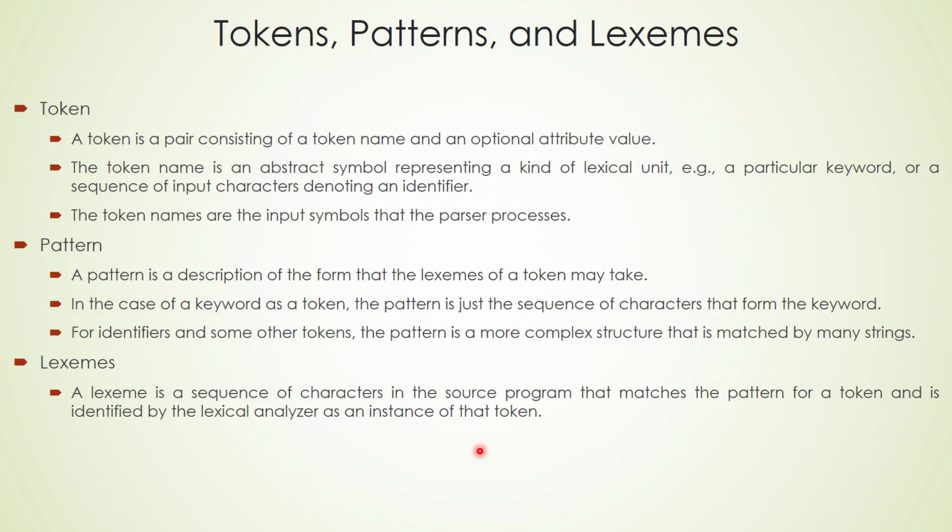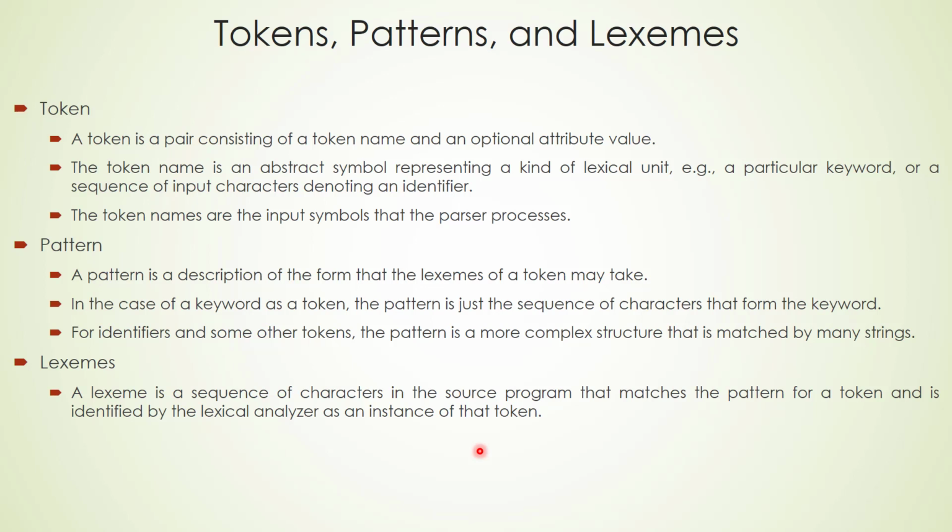Next we are going to study three terms: tokens, patterns, and lexemes. We already studied tokens. A token is a pair consisting of a token name and an optional attribute value. Optional attribute value means that for a token for an operator, there will be no attribute value. For example, you already studied id 2, id 1. That is an example of a token.